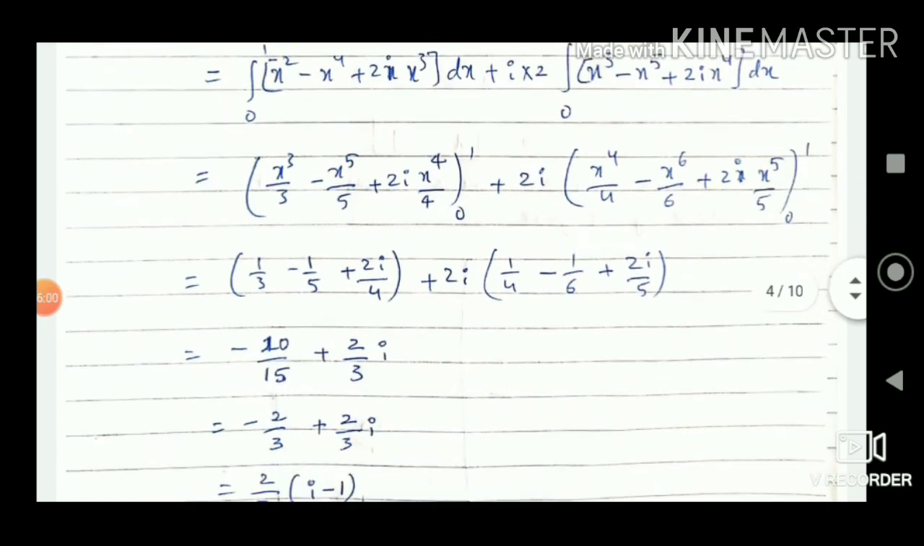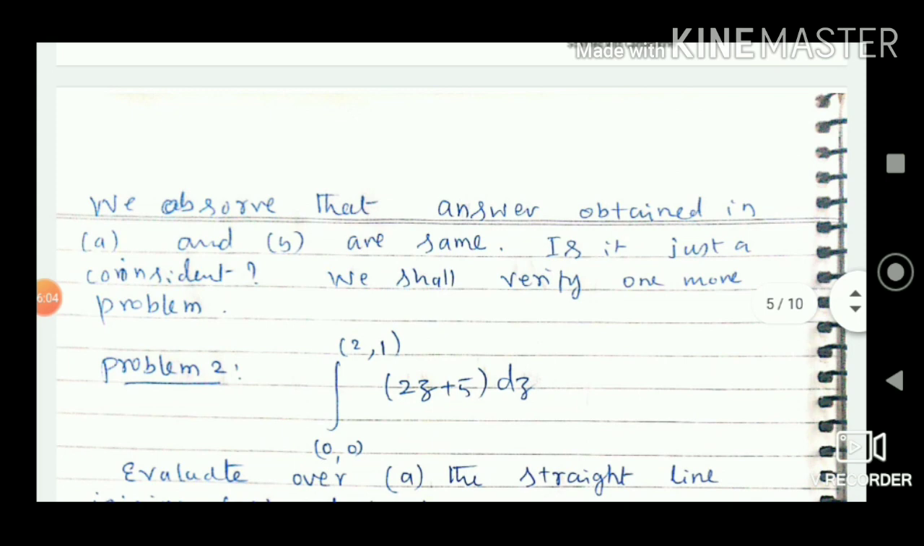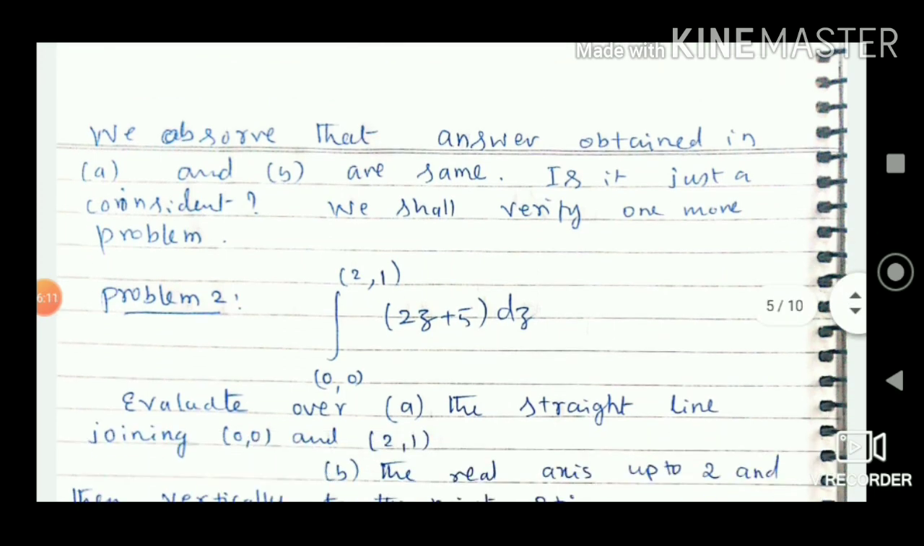I am going to take one more example, a different one. Paths are different, problem is different. If we get the same answer, then we can conclude that maybe in all these cases the answer which we get is path independent. So to explain, let me take another problem.